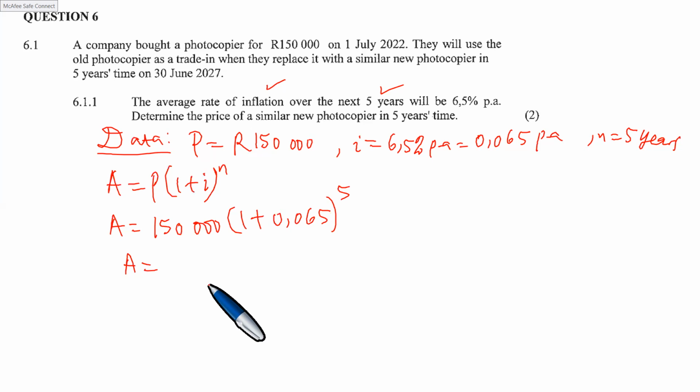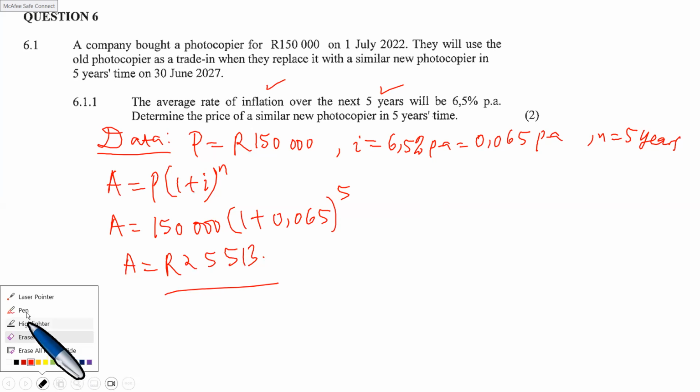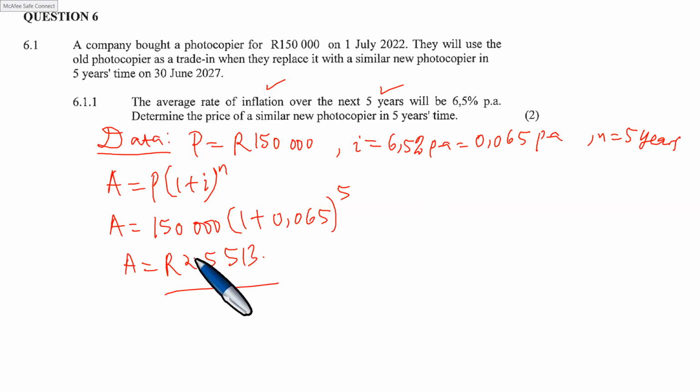If you are able to get this, it is 205,513. Okay, so we have exactly this. This is exactly the answer if you use a calculator. So the price of a new similar photocopier in 5 years' time will be costing this much. So we continue. Right, so this is 0.5 there.